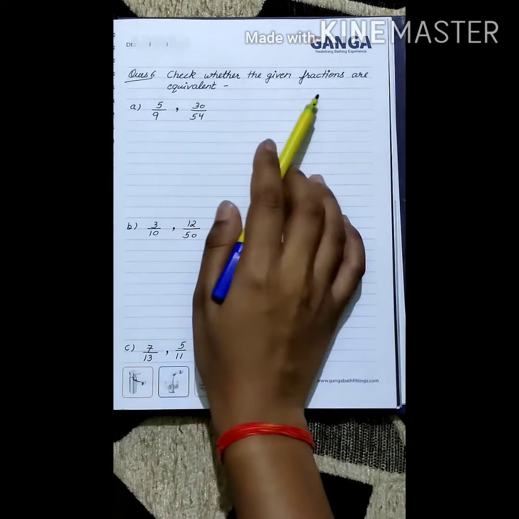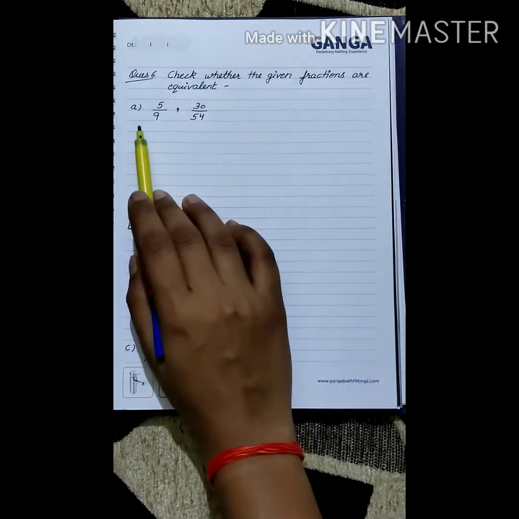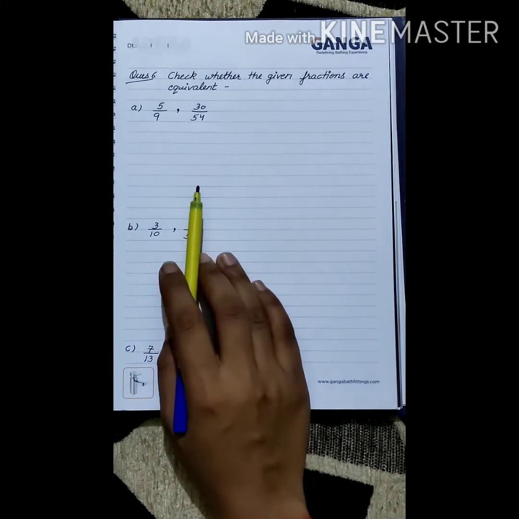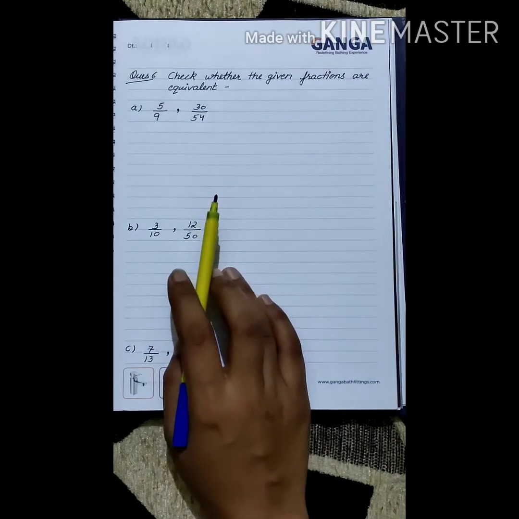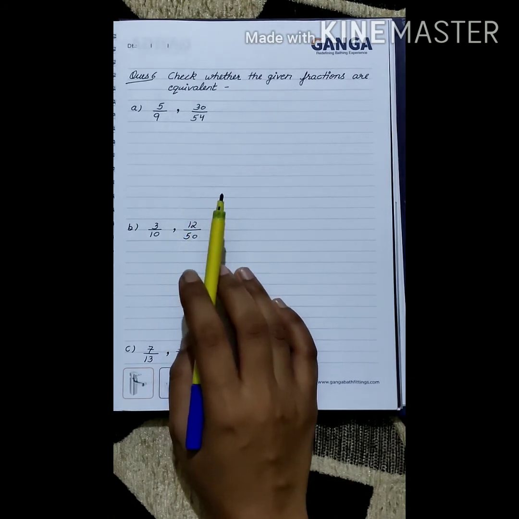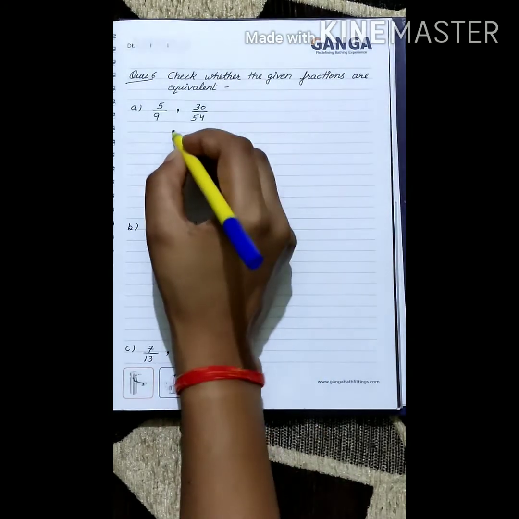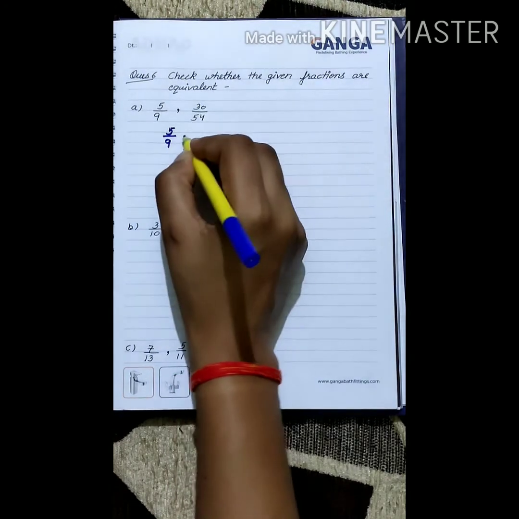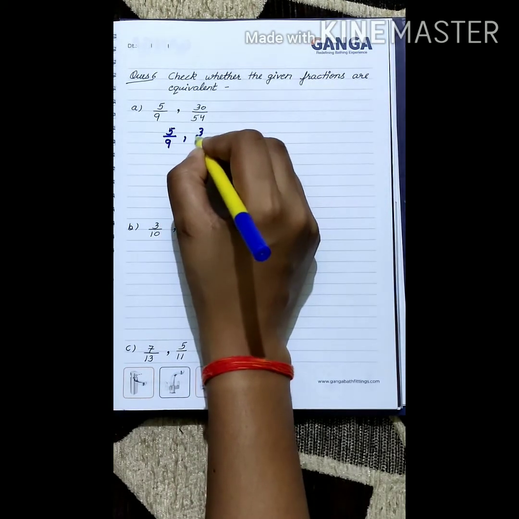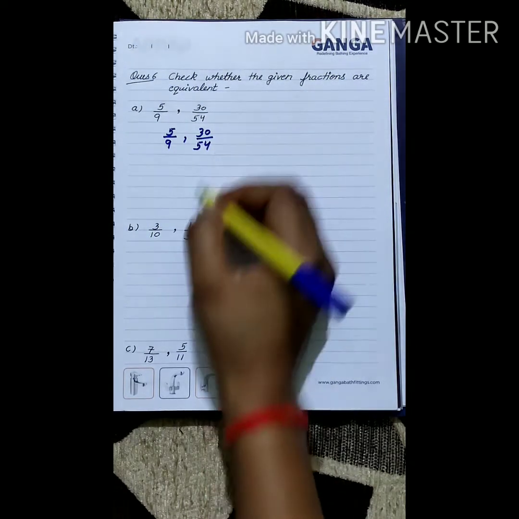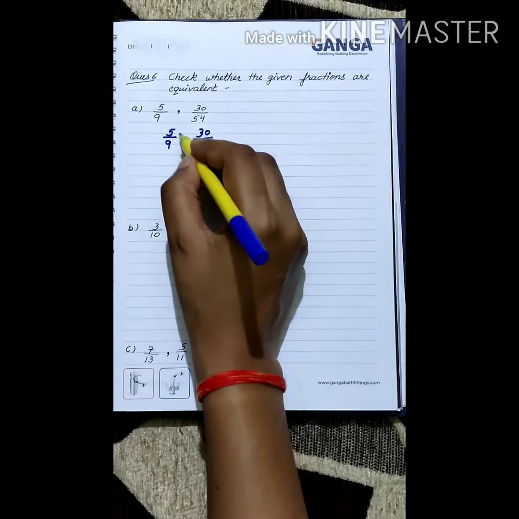Check whether the given fractions are equivalent. First part, 5 upon 9, 30 upon 54. In this question, we are given two fractions and we have to check whether these two fractions are equivalent or not. For this, firstly we will write 5 upon 9, 30 upon 54. Now, we will do cross multiplication.